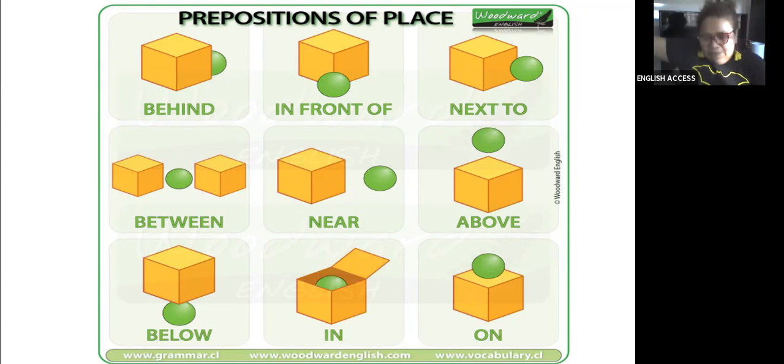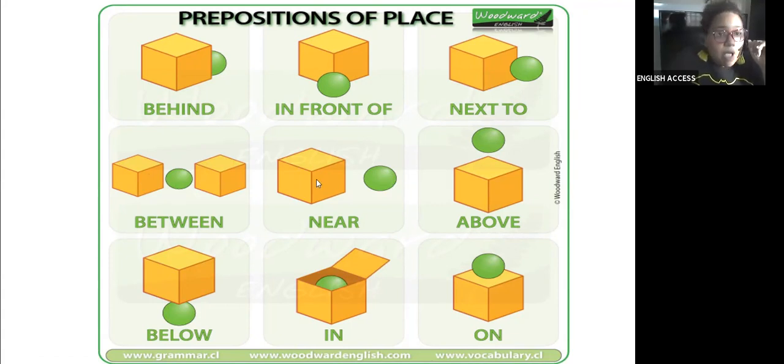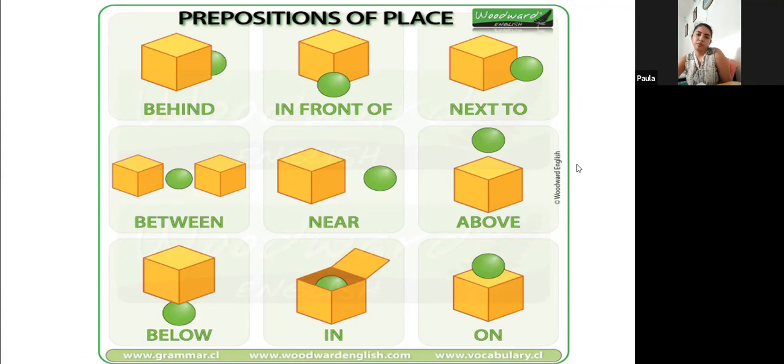My fan, mi ventilador, is next to me, just like right here, because it's too hot here. Between. The ball is between the boxes. Near. The ball is near the box. My window is near me. It's like this. Here. Near me.